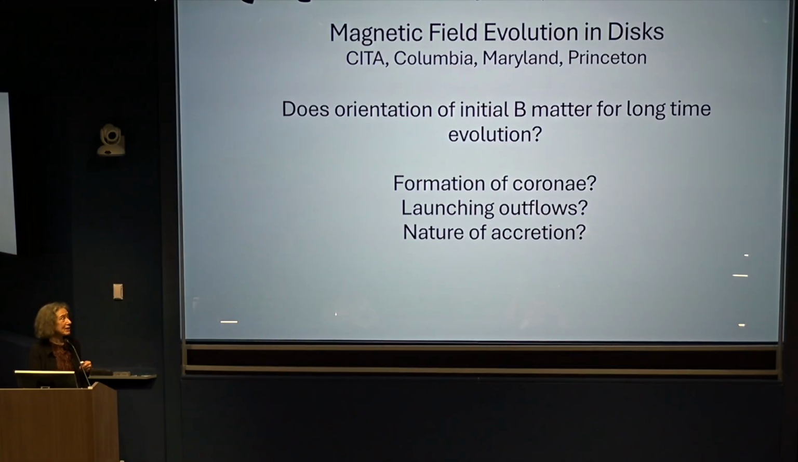Okay, so now where might this all be going? I'm going to jump over the dynamo step and talk about magnetic field evolution in disks. A couple of central questions for this are, does the orientation of the initial magnetic field matter for the long-time evolution? Some ways in which it might matter are the formation of coronae, the launching of outflows, and the nature of accretion.